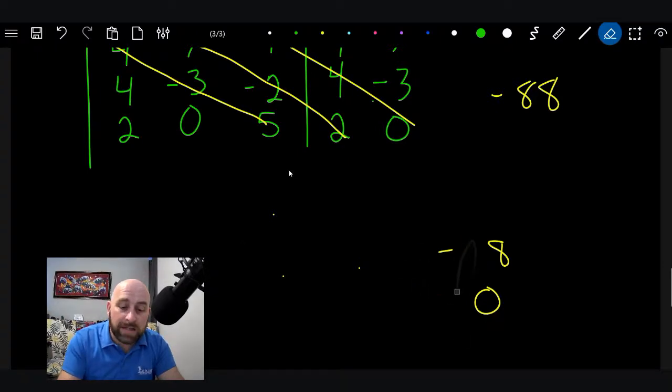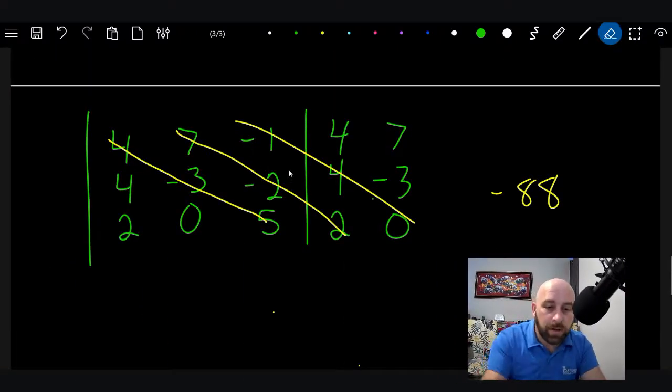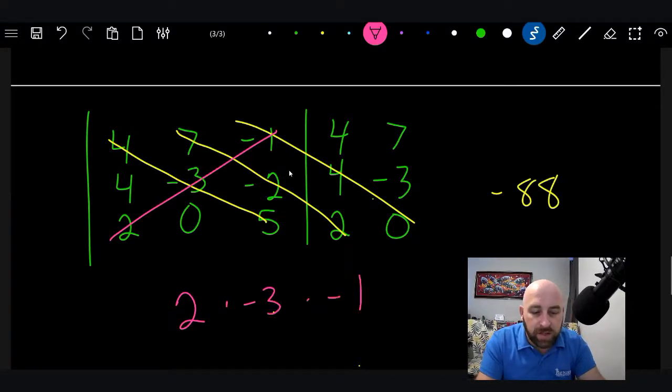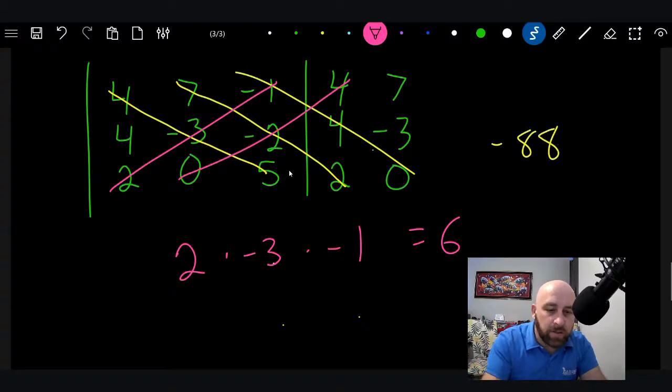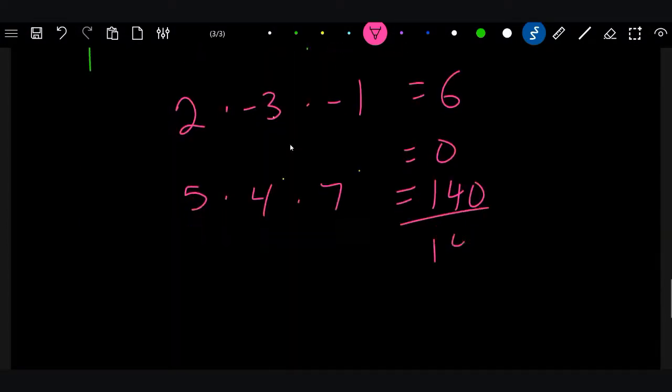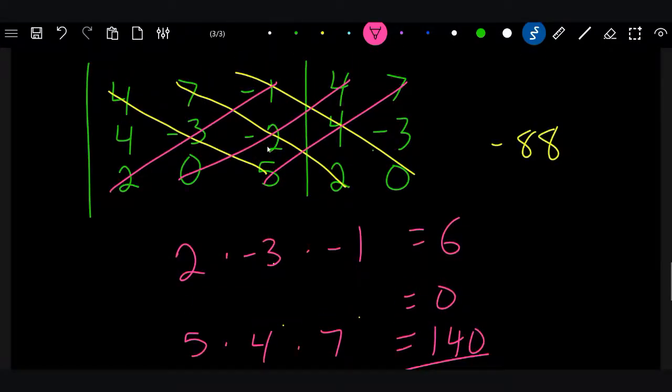And now we have to do our antidiagonals. We'll do these ones in pink. These are the ones that start here and go up here. So I have 2 times negative 3 times negative 1. What is that? That equals a positive 6. And then we do it again. 0 is in that one, so that one automatically equals 0. And then we'll do it right here. We have 5 times 4 times 7. 5 times 4 is 20, and 20 times 7 is 140. Then we add those up and we get 146. I'll put that up here, 146, and we'll get rid of this again.